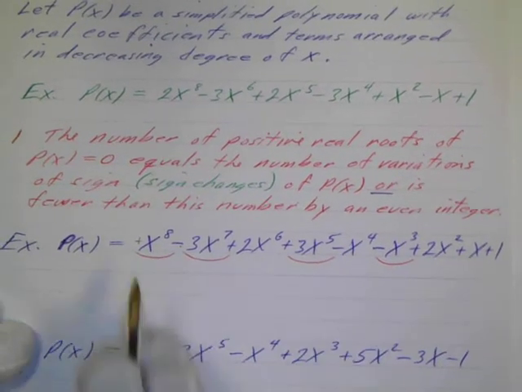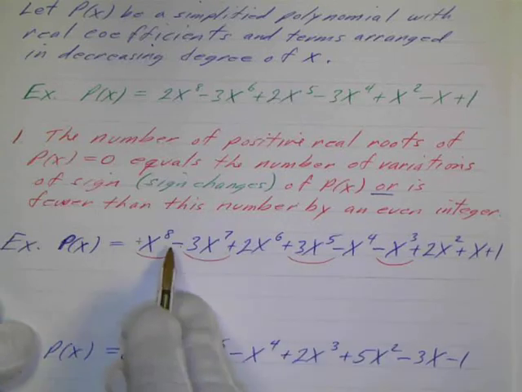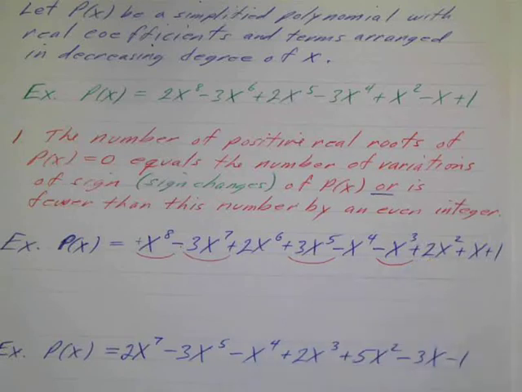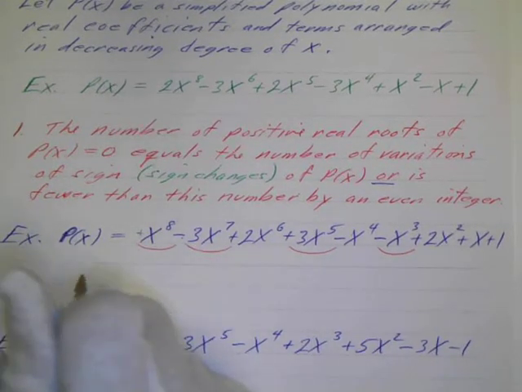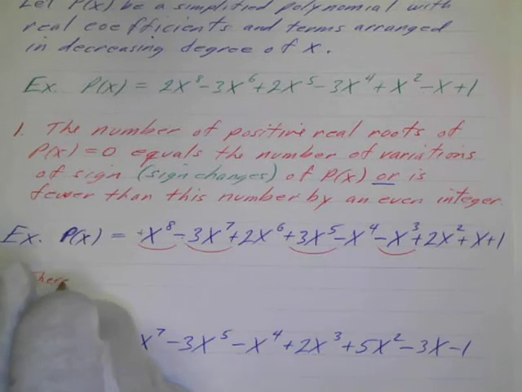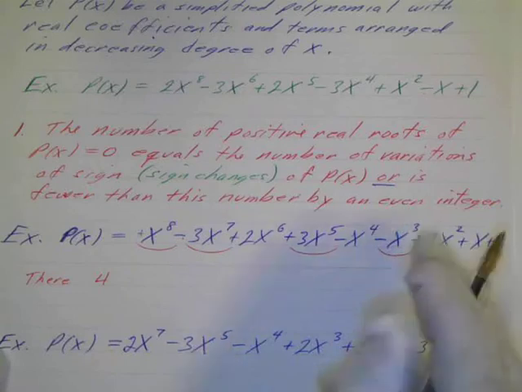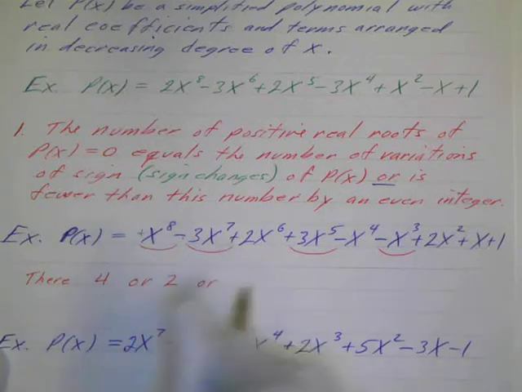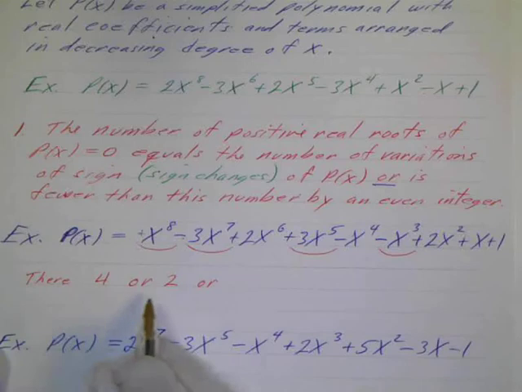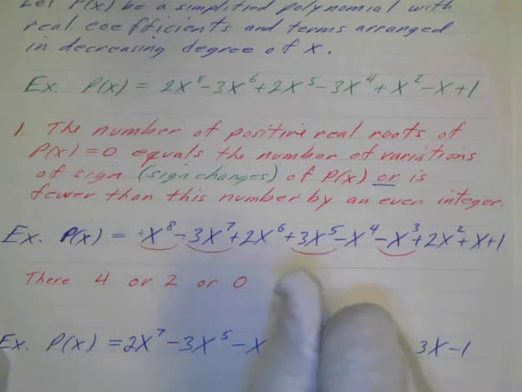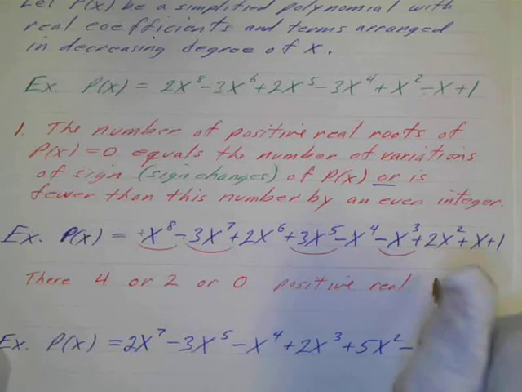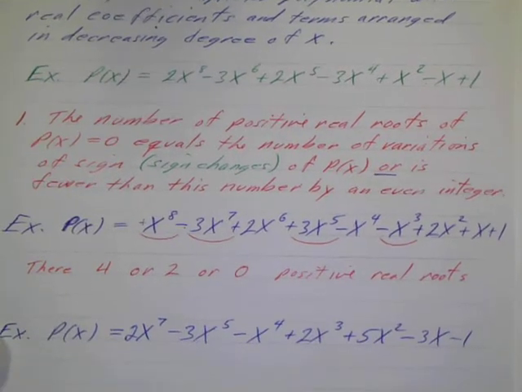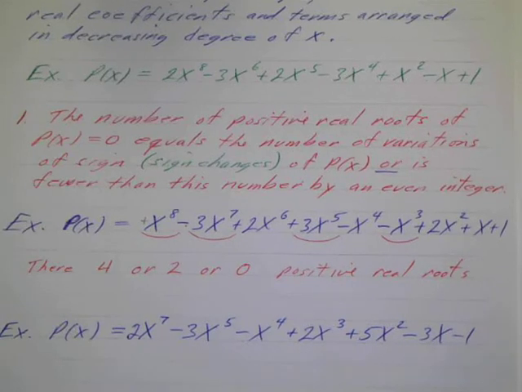So how many sign changes do I see? 1, 2, 3, 4. So that's the number of positive real roots we have, 4. So you say there are 4, or an even integer 2 less than 4, which is 2. And what's another even integer less than 4? Just subtract another 2 and we get 0. So there are 4 or 2 or 0 positive real roots. And that's all there is to it. So look at the sign changes, and then just keep subtracting 2 till you get to 0. Or -1, then we stop at 0.